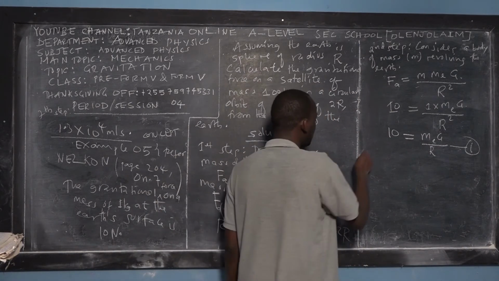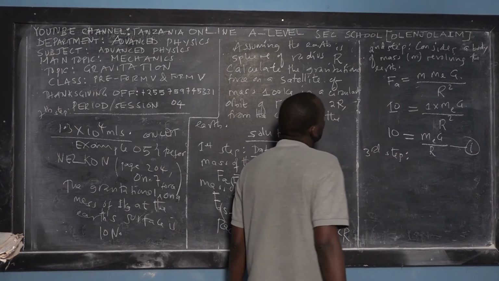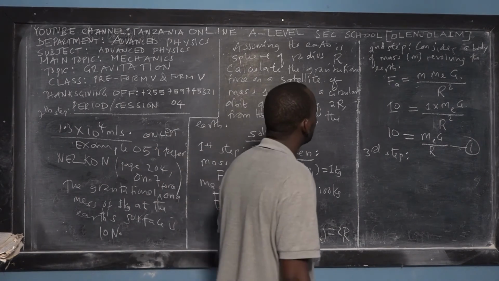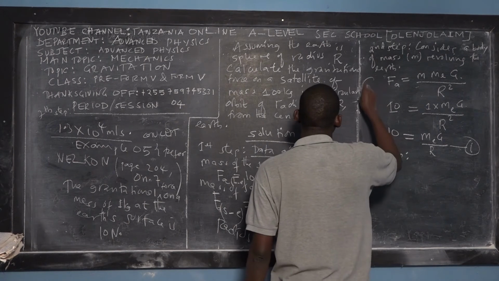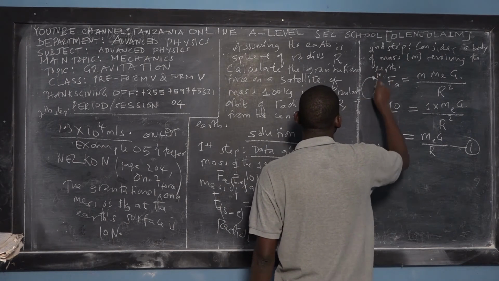So we go for the third step. The third step, we say that now we have the satellite. So remember that for this case, if you want to sketch, just sketch like this, with the body of mass M and the Earth.